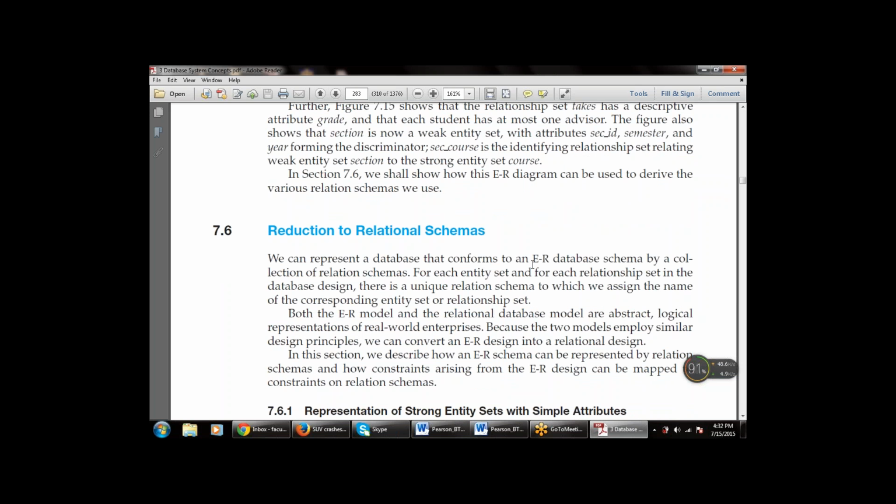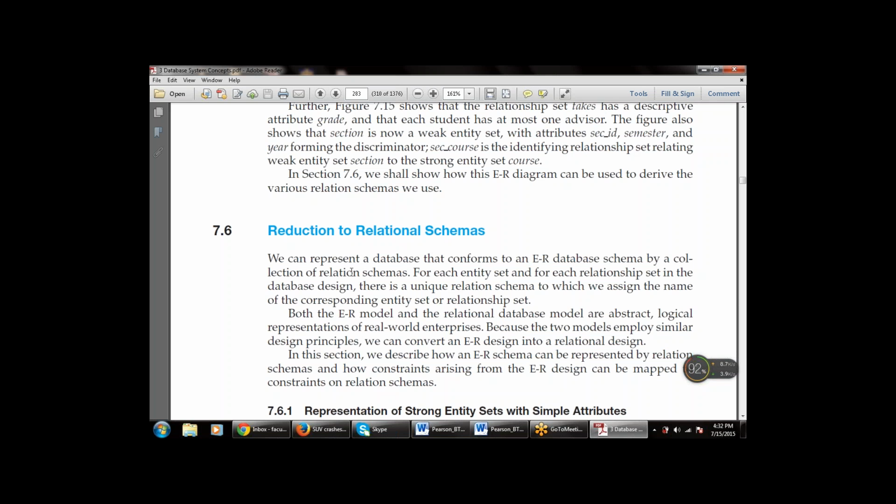So we can represent a database that conforms to the ER database schema by a collection of relation schemas, for each entity set and for each relationship set. So there are entity sets, there are relationship sets that are available in the database design. There is a unique relation schema to which we assign the name of the corresponding entity set or relationship set.